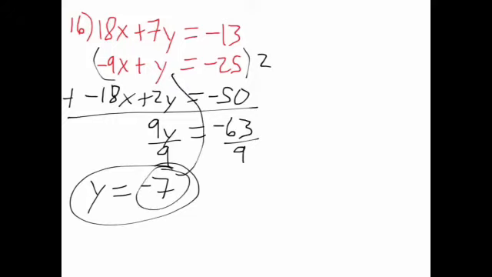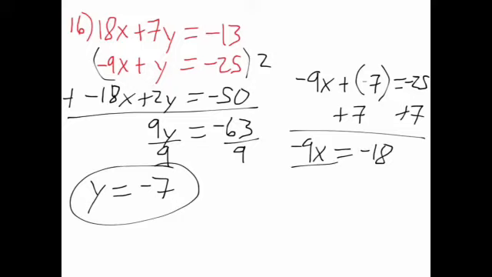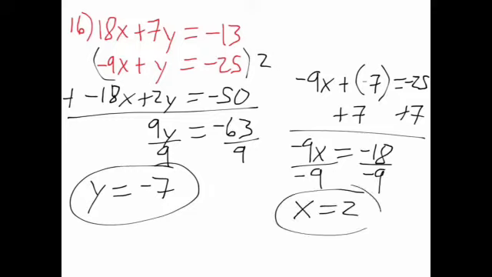I'm going to take this and put it right into my original second equation. That'll give me negative 9x plus negative 7 equals negative 25. Well, to get rid of this negative 7 here, all you have to do is add 7 to both sides. And that'll give me negative 9x equals negative 18. And divide by that negative 9 that's in front of the x, and you get your x all by itself, which is going to be 2. And now that you have your x and y, that's the point 2, negative 7, which looks like that.